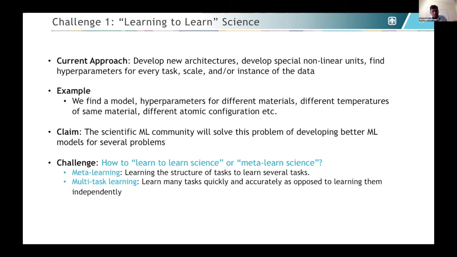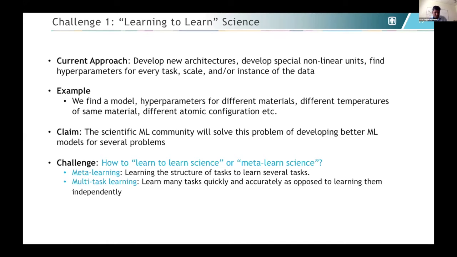And then you move to something else, then now you have to find something new. Okay? And we evaluate it again. Sometimes we could do transfer learning, but still you have to do all this all over again. And I'm going to make a claim that this problem, we will solve it. Like I showed in one example, there are many examples like this. We will solve this problem of finding better ML models for a given material, given temperature, for a given task, okay? But the challenge is not to do that, right?